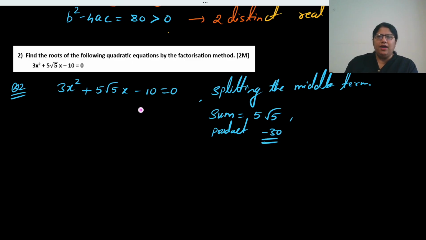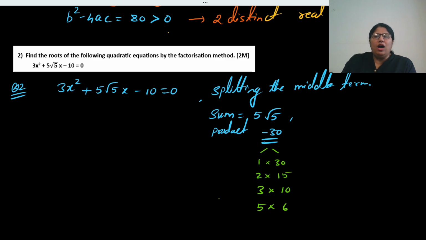Because you have to multiply here the constant term and the coefficient of x square, which is minus 30. Now how to list the factors? Because your middle term is an irrational number. So instead, when you list the factors of 30, you may have doubt, right? But you can do it here. It's 3 times 10, right? Then 4, 5 times 6. So how will you do it?